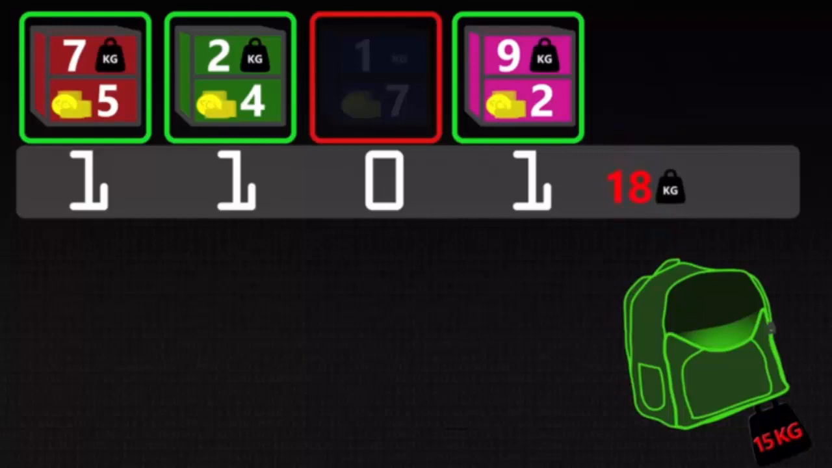But if we apply the fitness function to 1101, then we'll pass the weight limit, because 7 plus 2 is 9, 9 plus 9 is 18, which is over the weight limit of 15 kilograms. The fitness function returns 0, which means the solution is useless. Next step is evolution. The goal is to get the fittest solution possible.